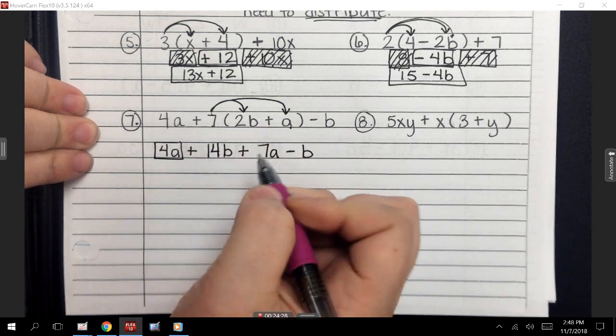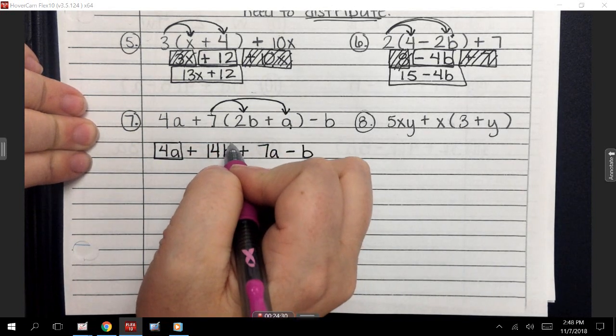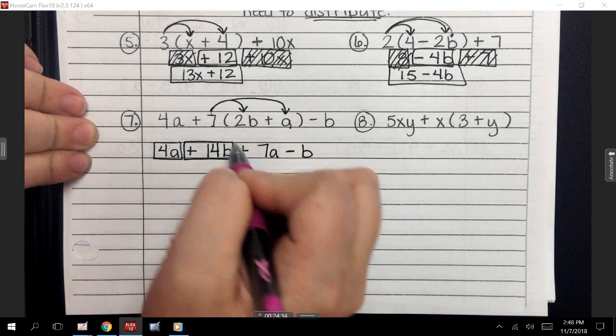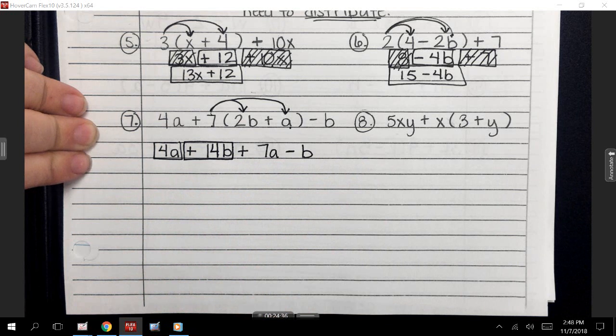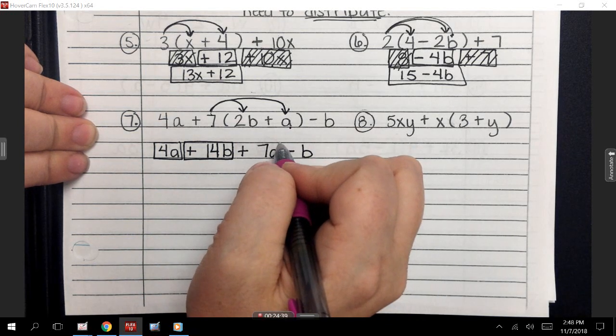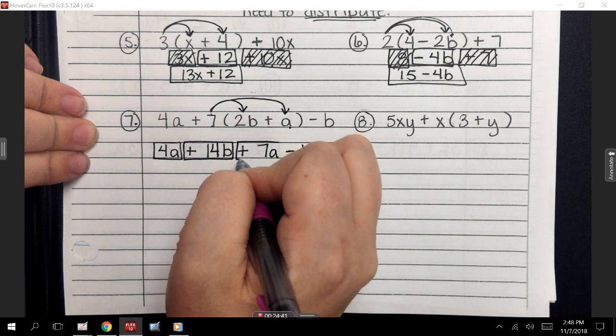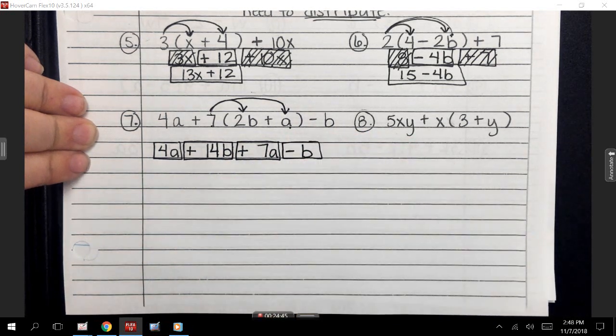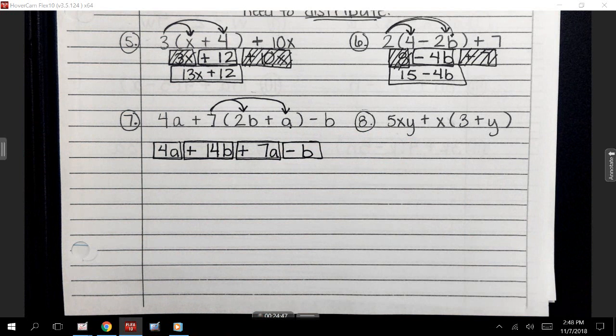Put a box around 4a. Keep going. Plus 14b. Keep going. Plus 7a, and then minus b. Okay? So we got a lot more boxes here. That's cool. We're ready for this, okay?